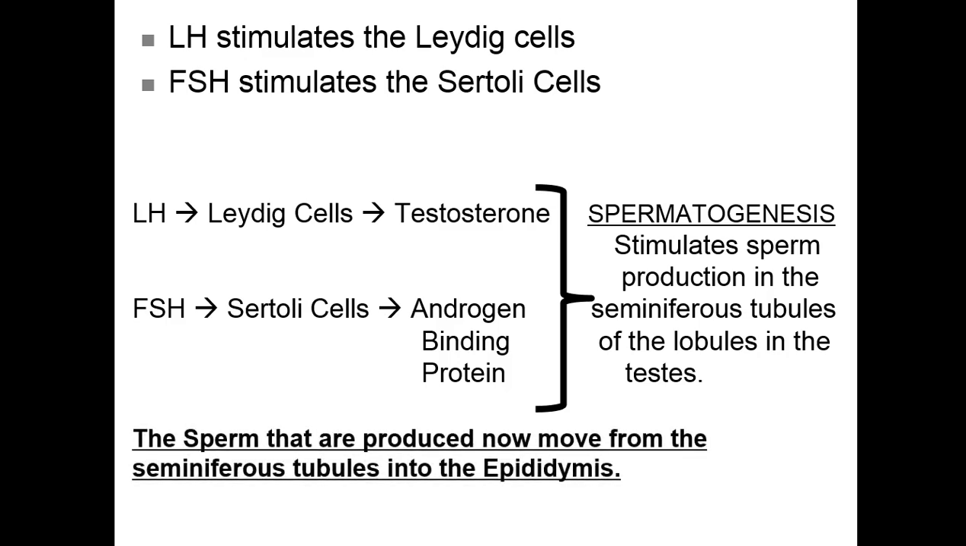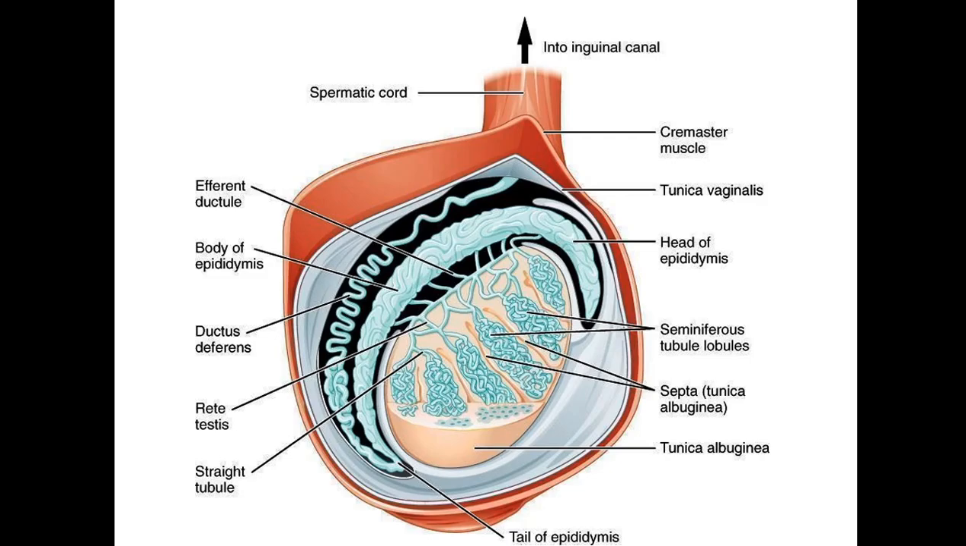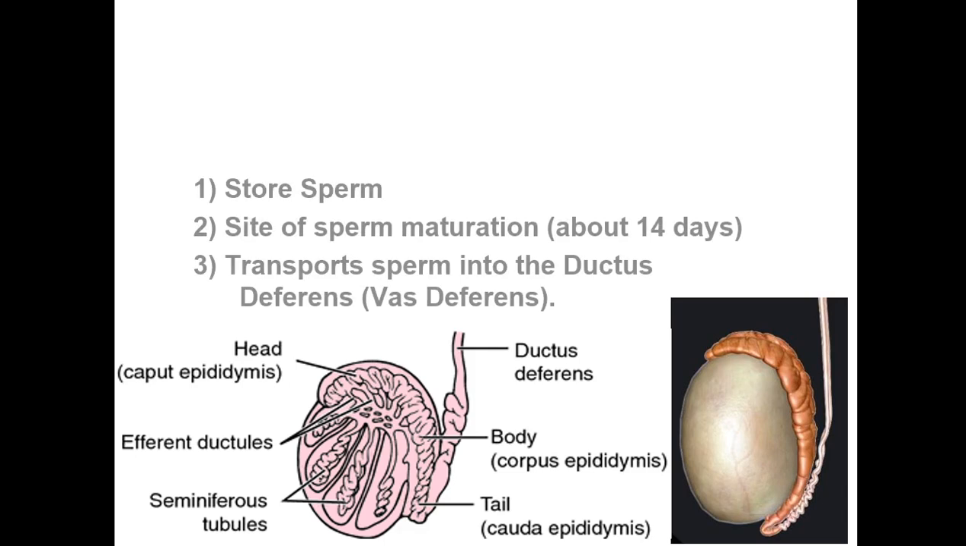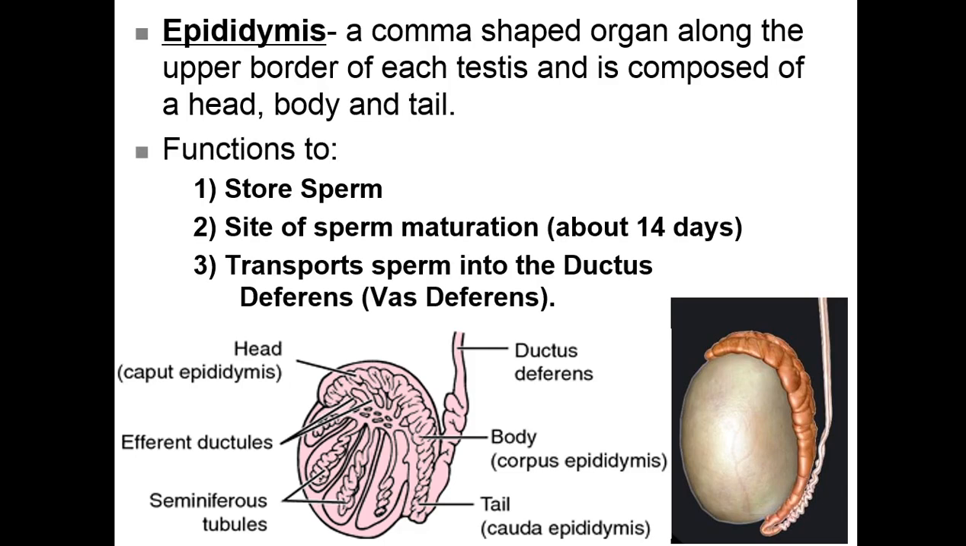Any sperm that are produced move from the seminiferous tubules into the epididymis. Little picture there showing where we're at. Let's keep going. So the epididymis is a comma-shaped organ along the upper border of each testis. There's a head, there's a body, there's a tail. Its job is to store sperm.